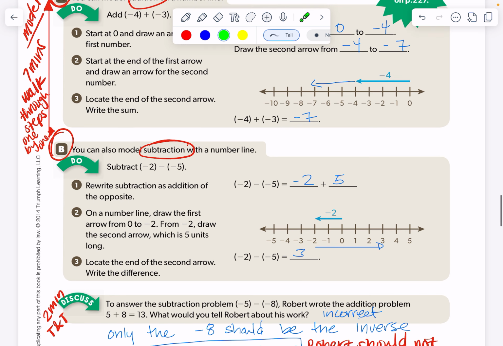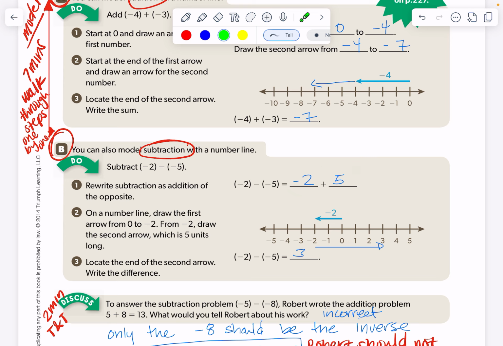Again, with subtraction, we want to use that keep, change method. So we have negative 2 minus negative 5. We are going to keep that negative 2. Instead of subtraction, we are going to go ahead and use addition. And then we are going to change the second subtrahend. Since it's a negative number now, we are going to change it to a positive. So our new equation becomes negative 2 plus 5.